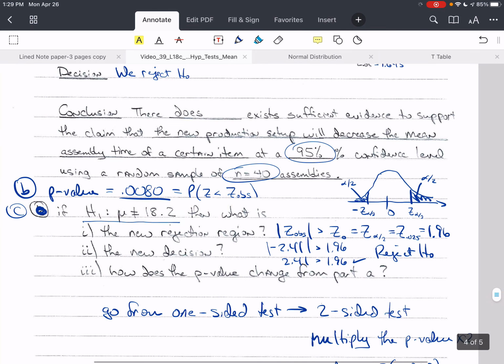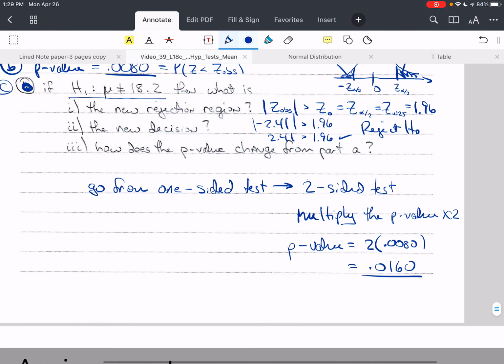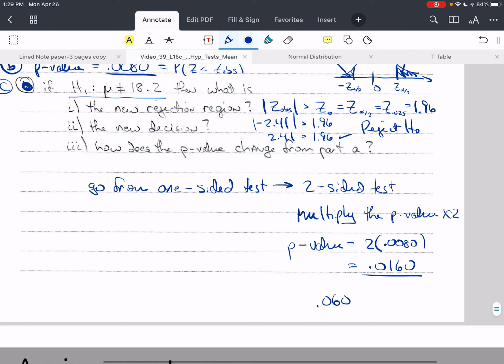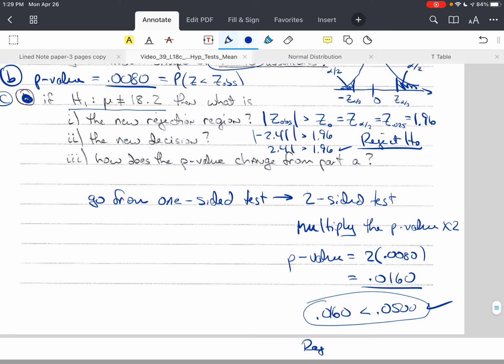And so I'm multiplying the 0.0080 by 2, which is 0.0160. That's still less than alpha. 0.0160 is less than 0.05. That's true. That's how I knew I made a mistake, because if I say I reject H naught using one method, I have to reject H naught using the other method too. So reject H naught. So the same decision, regardless of which method I use.